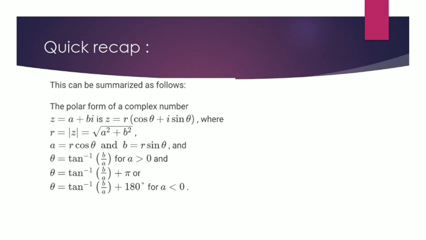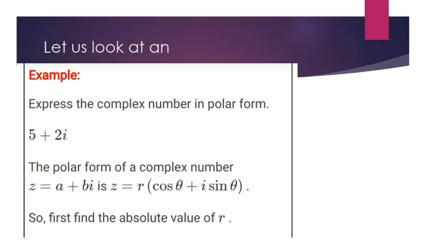Now, slowly we'll move towards an example to understand the thing properly. I have taken an example 5 plus 2i as a complex number, which we will convert to the polar form. For conversion, we need to first find the absolute value r. As we all know, r equal to root over of a square plus b square. Here a is 5 and b is 2. So r equal to root over of 5 square plus 2 square, that is equal to root over of 25 plus 4, that is equal to root over of 29.